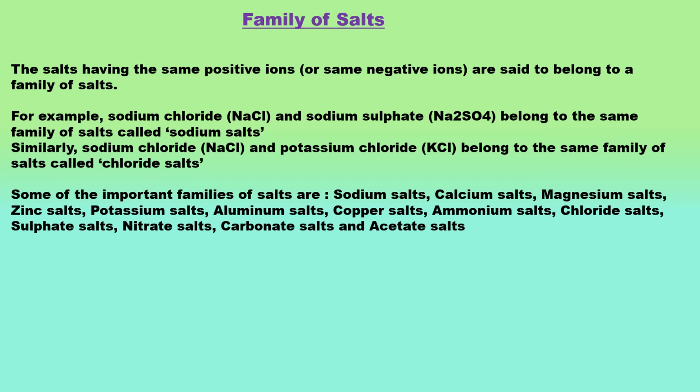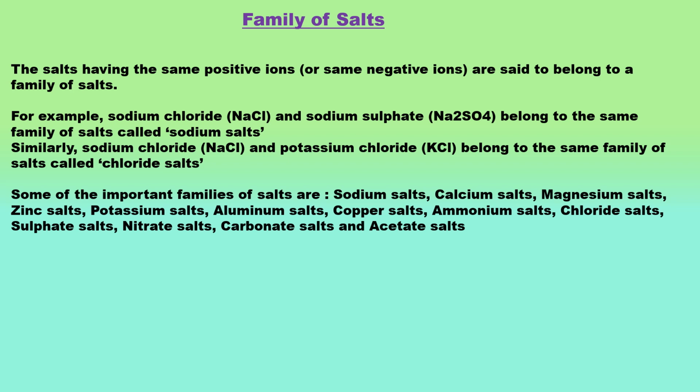Family of salts. The salts having the same positive ions, or same negative ions, are said to belong to a family of salts. For example, sodium chloride and sodium sulfate belong to the same family of salts called sodium salts, because they both contain the same positively charged ions, sodium ions. Similarly, sodium chloride and potassium chloride belong to the same family of salts called chloride salts, because they both contain the same negatively charged ions, chloride ions.